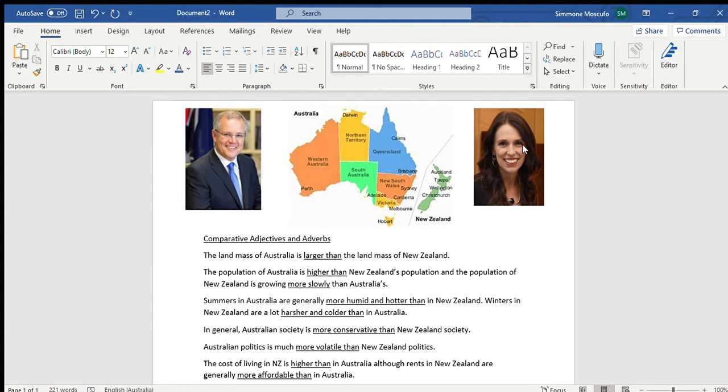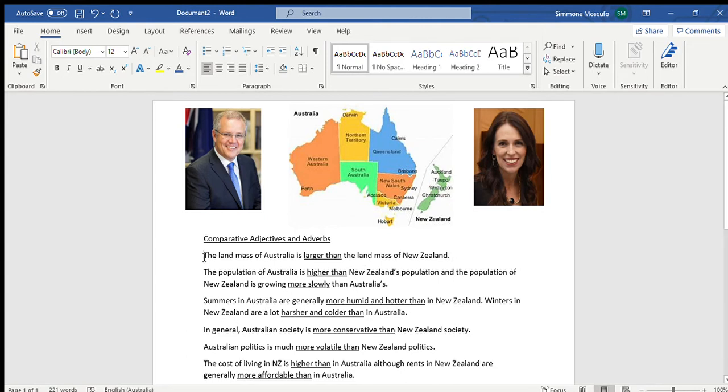Today we are having a look at comparative adjectives and adverbs, all right? So I thought what we could look at first up is comparing Australia and New Zealand. Comparing is when we take two things, like two countries, and we talk about them in relation to each other, all right? So for example, we've got some examples here.